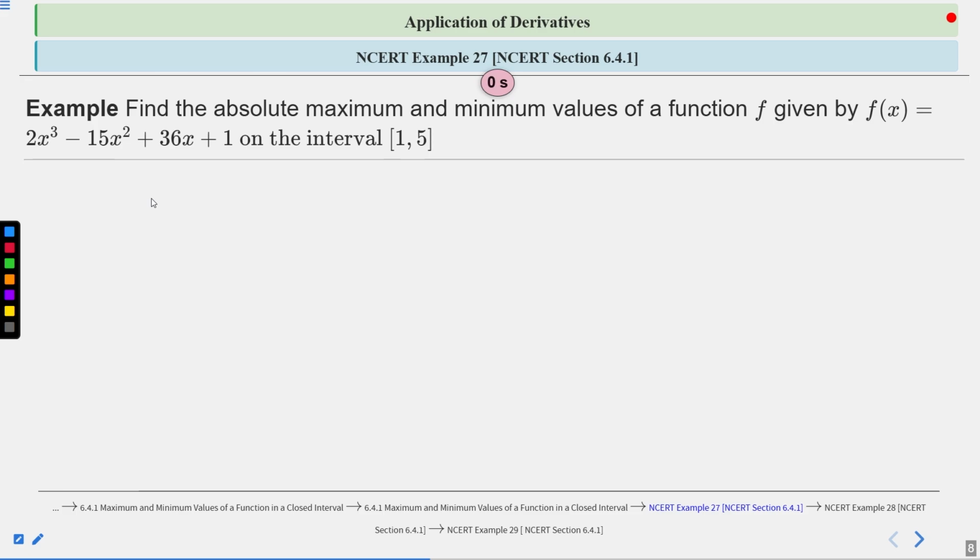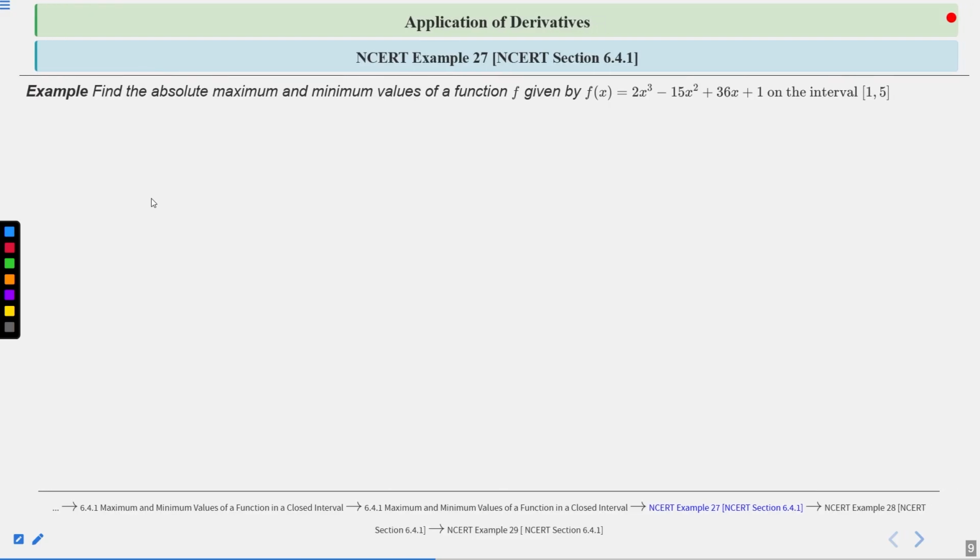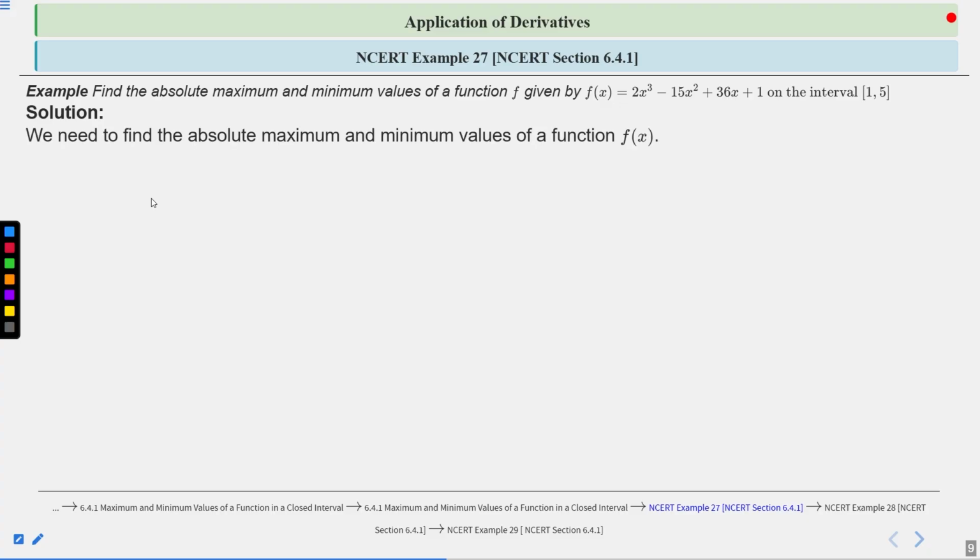Hope you all have attempted or solved this. Let's move to the solution part. We have to find the absolute maximum and minimum values of a function f given by f(x) = 2x cube minus 15x square plus 36x plus 1 on the interval 1 to 5.